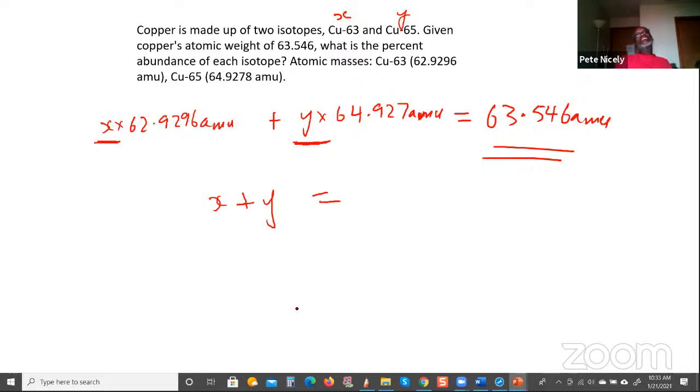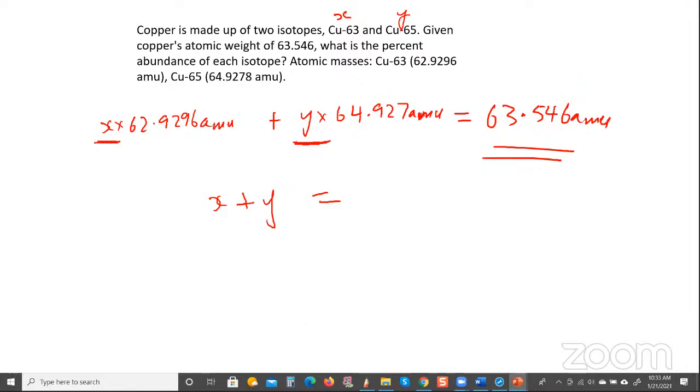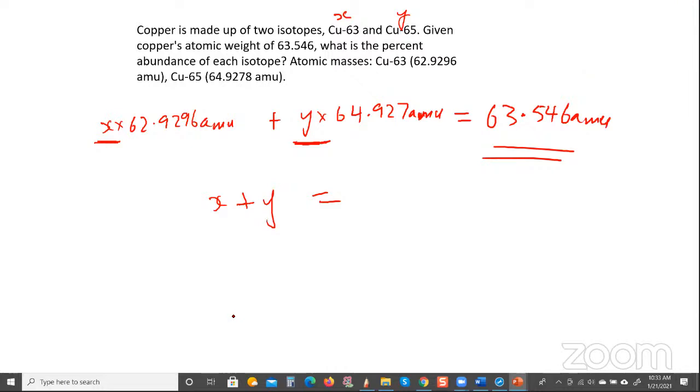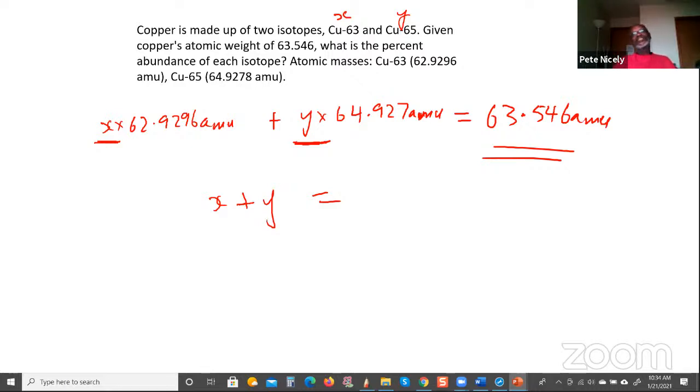Let me give you a hint. We're assuming that there are only two isotopes of copper: copper 63 and copper 65. The percentage of copper 63 is X. The percentage of copper 65 is Y. So what does X plus Y give you? The sum of those two? 127.8574? Nope. Remember, we're talking about percentages.